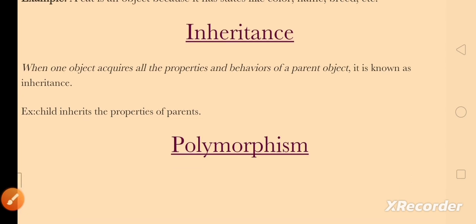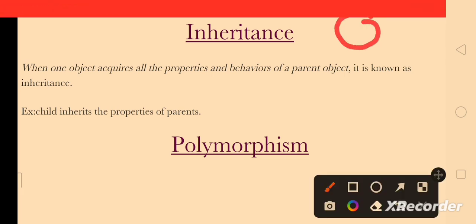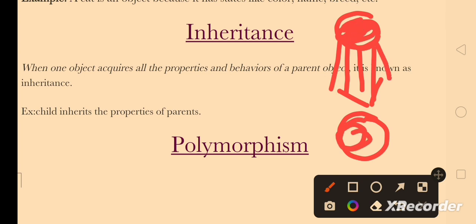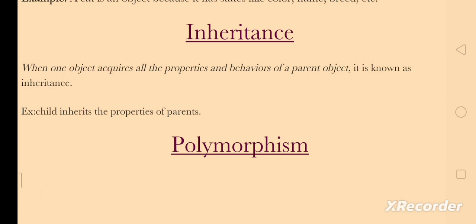Now, inheritance. When one object acquires all the properties and behaviors of a parent object, it is known as inheritance. It means taking whatever the qualities of the other object. Means taking all the traits or qualities, habits from one to another. That is the example of inheritance. Like a parent passes their habits to their children. It is the real world example.